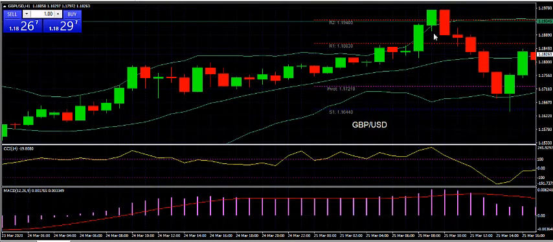So one of the lessons that I learned from a few professionals, one of them being John Bollinger, was that you want to wait for price to take out the high of the signal to confirm that you're trading it in the right direction.